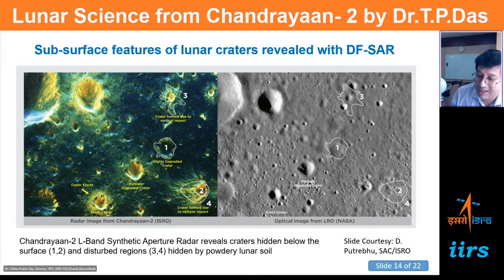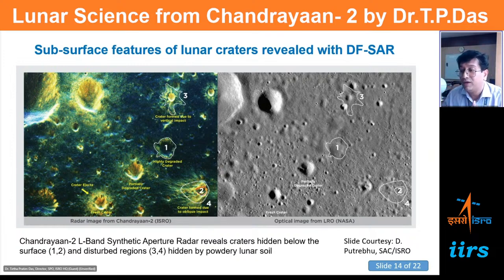This picture shows some images from the Chandrayaan-2 L-band synthetic aperture radar, which reveals some structures which you are not able to see otherwise, some craters which are hidden below the surface. Sometimes the process of resurfacing happens. There is a crater, and due to some fragmentation or some impact process nearby, things get deposited over a crater, and you cannot see it with a visible imaging system.